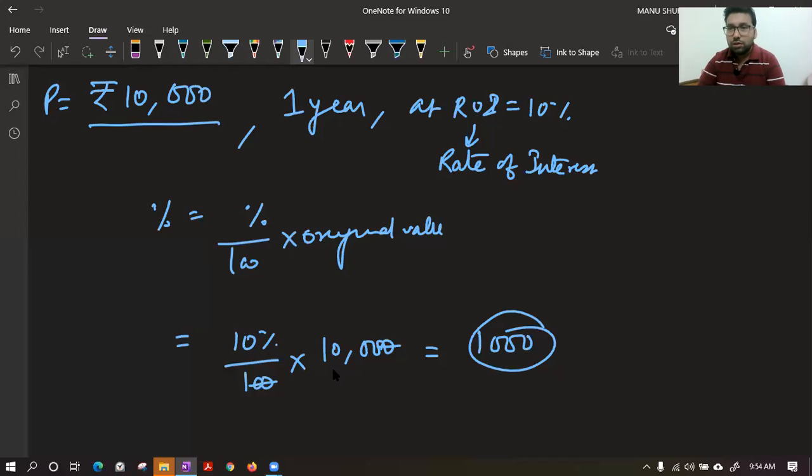Yes beta. Sir, what is the original value here? Here the original value is the amount that you have given in the starting. Whatever you give in the starting is the original value. So here the original value is principal, the amount that you gave me, that is rupees 10,000.